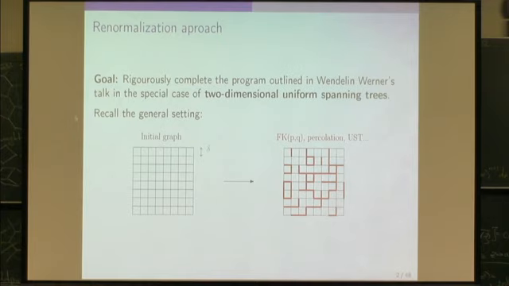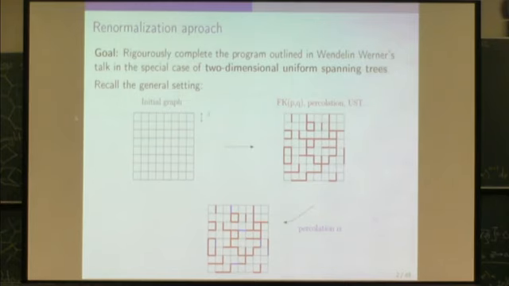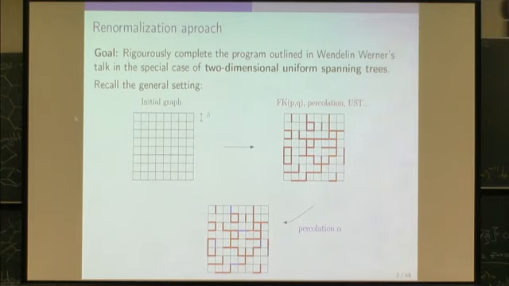So we start with some graph here. I took just a finite box of δZ². And then, on this graph, you run your favorite statistical model. So Wendelin presented the case of FK percolation last Monday. But you can also run percolation or the uniform spanning tree, which is what I will do today. And you perform an independent percolation of parameter alpha on this model. So you erase some edges with a probability alpha, basically. So all the blue edges which appear in this picture are removed from the picture.